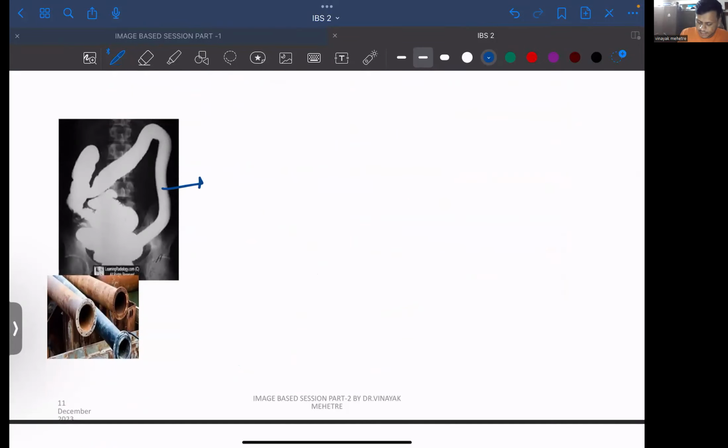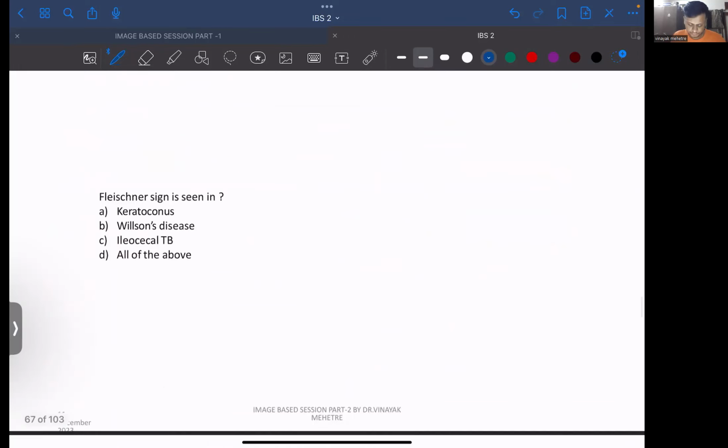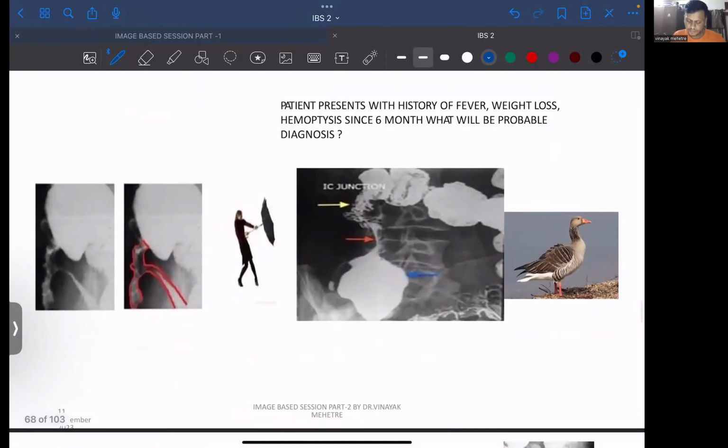This is called as lead pipe appearance. कहाँ मिलता है? Answer fast. It is seen in, yes, ulcerative colitis. Okay, Crohn's disease and ulcerative colitis also examiner's favorite topic. Okay. Try to answer this.